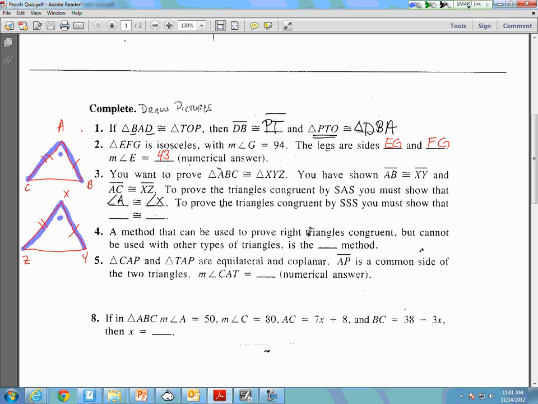The next part says, well, what if you wanted to prove it by side, side, side? Well, I've got this side congruent to that side congruent to that side. Now I've got to have CB congruent to ZY. So I'd say segment CB congruent to segment ZY. A method that can be used to prove right triangles congruent but cannot be used on other triangles is the hypotenuse leg method. Nothing else. No other triangles have hypotenuses.